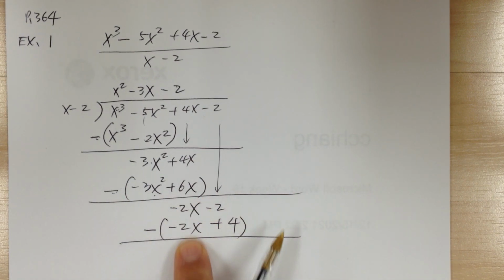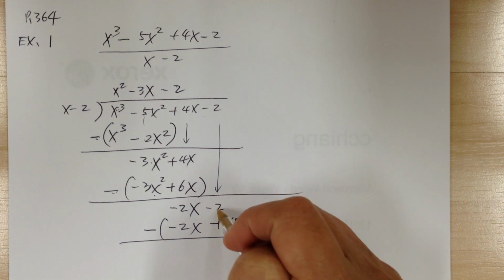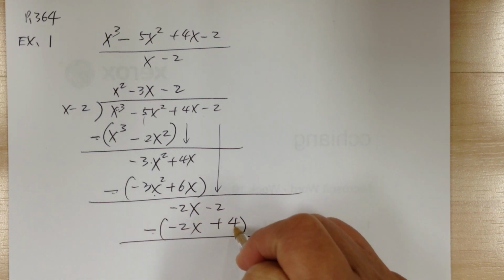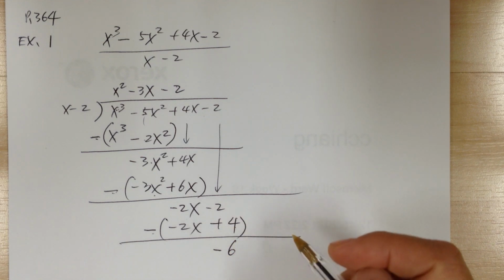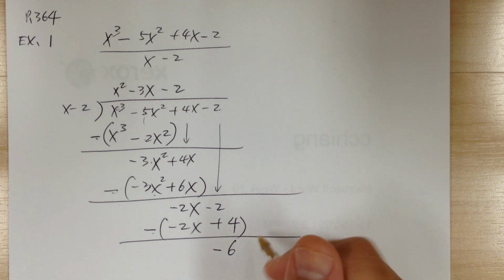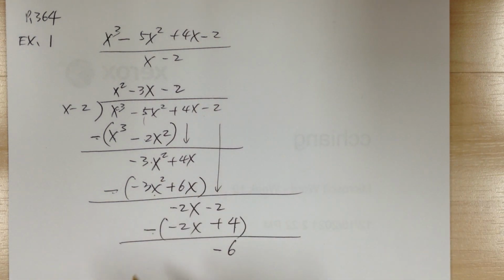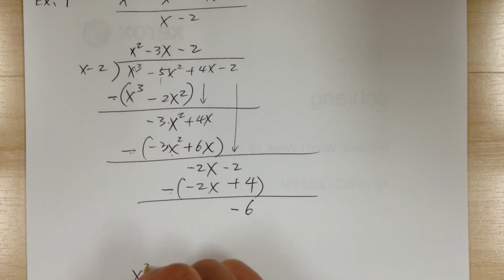So this, again, first term will always cancel out. That's the nice thing about dividing polynomials. So you're going to get negative 2 minus 4, which will give you negative 6. Okay. And so when you write this, it will equal, you want to write your quotient, so it'd be x squared minus 3x minus 2.